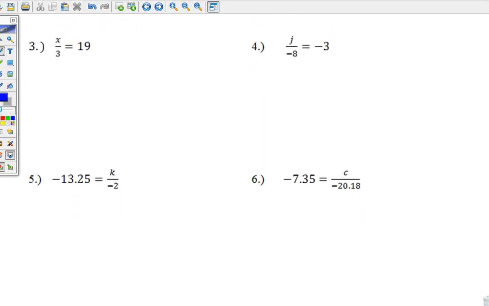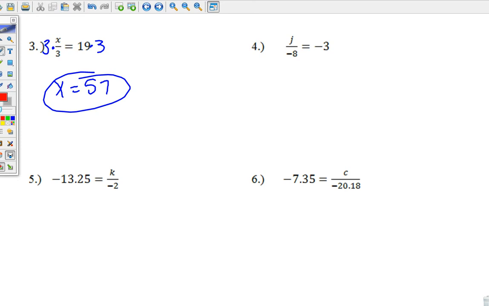Number 3. What we have to do here is we're dividing by 3, so we're going to multiply by 3 on both sides. And we get 19 times 3, 57. And if you need to stop and re-watch a couple of these, or if you need another explanation, please let me know, or just push pause and rewind it there.